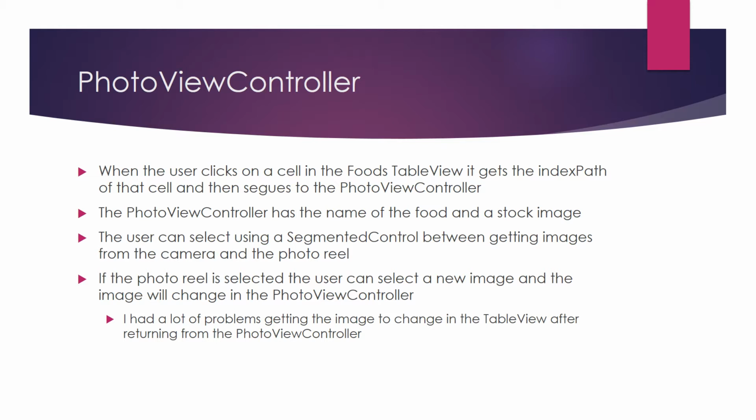So the photo view controller: when the user clicks on a cell in the foods table view, we get the index path of that cell, and then we segue to the photo view controller. This has the name of the food and a stock image. The user then can select using a segmented control between getting images from the camera and using the photo reel on the device itself. And if the photo reel is selected, the user can select a new image, and the image will then change in the photo view controller.